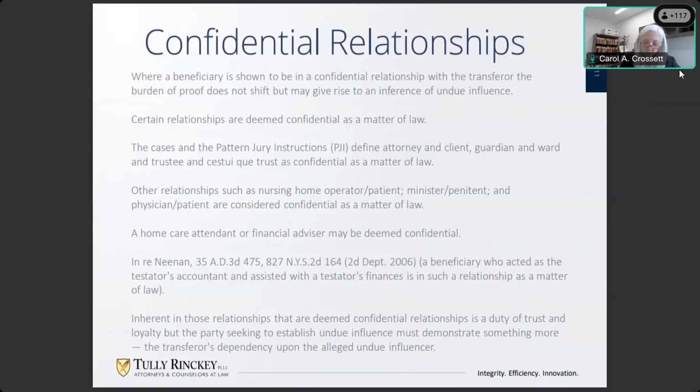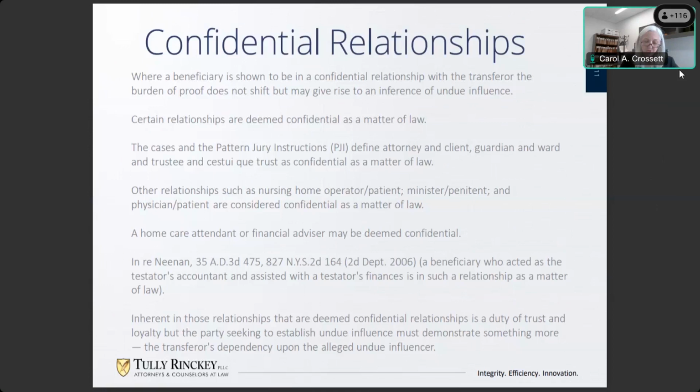And in Matter of Neenan, which is in your material, Second Department 2006, a beneficiary who acted as the testator's accountant and assisted with the testator's finances was deemed to be in such a confidential relationship as a matter of law. But inherent in those relationships, whatever it is, is a duty of trust and loyalty. It goes beyond friendship.